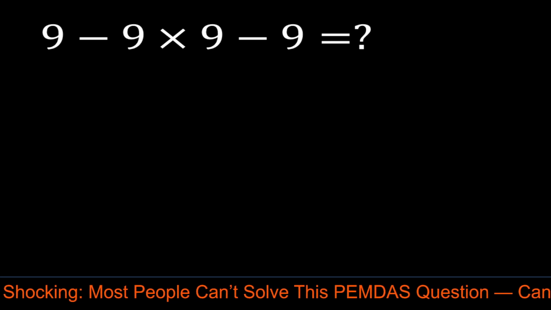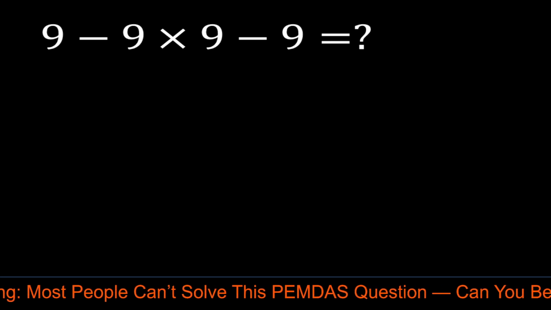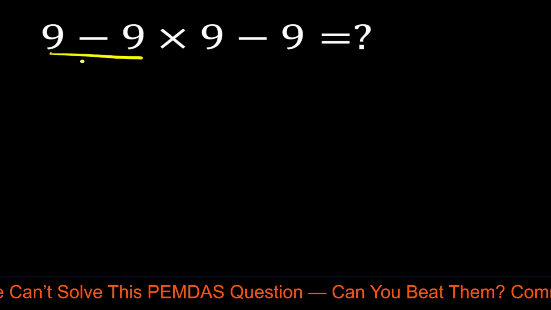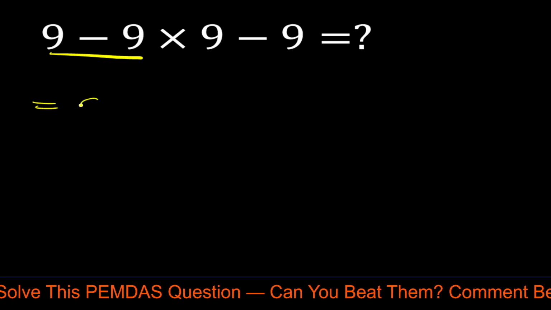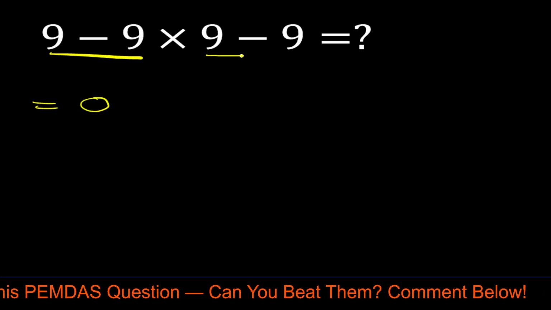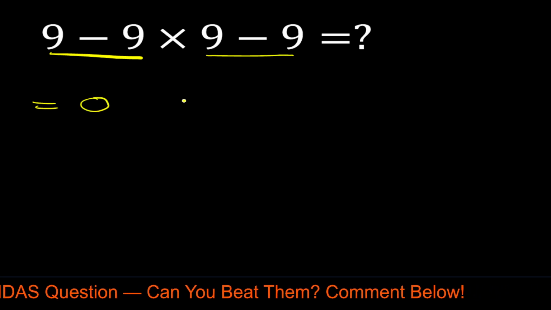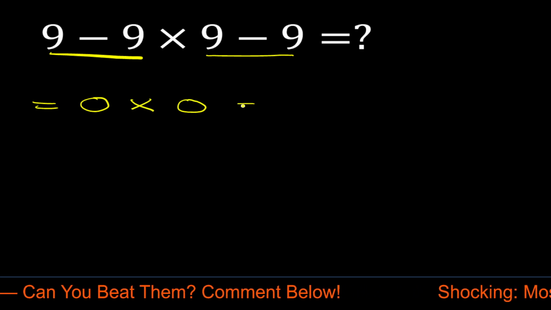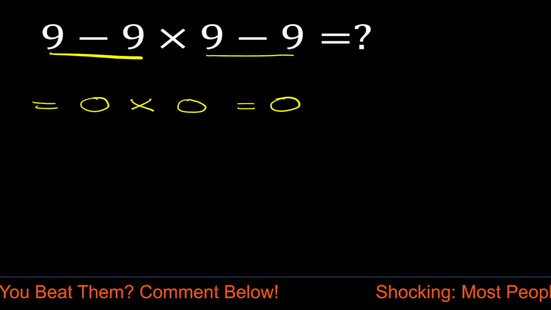So most people solve this question like 9 minus 9. So 9 minus 9 is equal to 0, right? Then again 9 minus 9. So 9 minus 9 is equal to also 0. Now 0 times 0. So 0 times 0 is equal to 0, right?